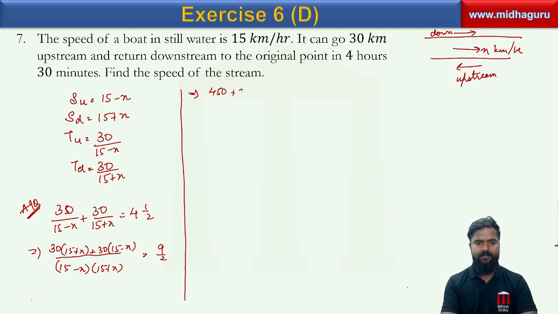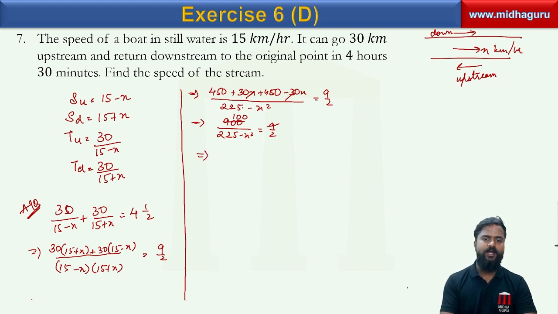Now I have 450 plus 30x plus 450 minus 30x by 225 minus x square, since a minus b into a plus b will give us a square minus b square. So I have 9 by 2. So on this side 30x and 30x get cancelled out. We have 900 by 225 minus x square is equal to 9 by 2. So now 9 will go into this 100 times. So 2 gets multiplied up here, we get 200 is equal to 225 minus x square.